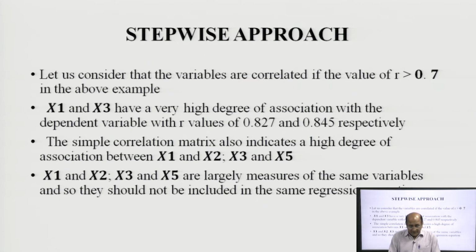Let us consider that the variables are correlated if the value of r is more than 0.7. In the above example, X1 and X3 have a very high degree of association with the dependent variables with r values of 0.827 and 0.84 respectively.